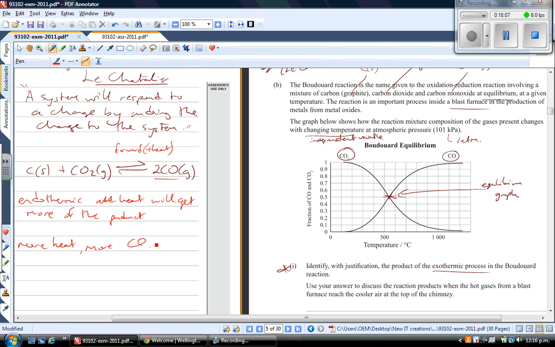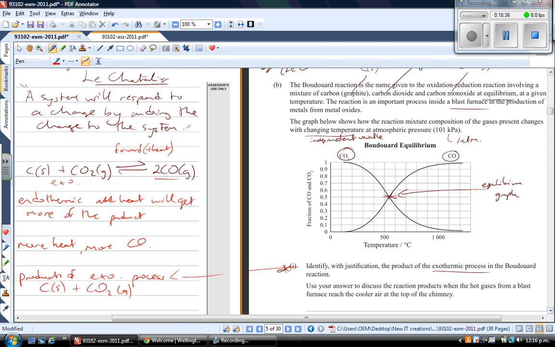And then by default, if the forward process requires heat, then going in the opposite direction must be exothermic. So the production of carbon solid and carbon dioxide is exothermic. So the products of the exothermic process, as we're being asked here in part 1, will be carbon solid and carbon dioxide gas.